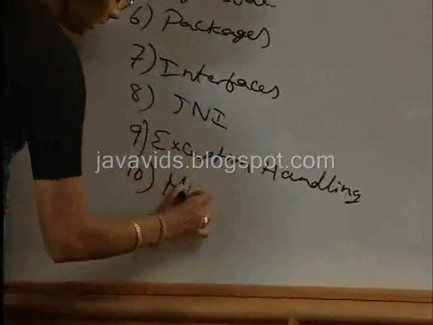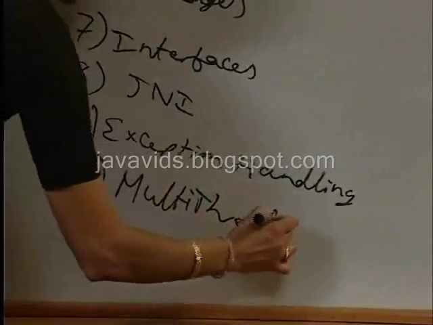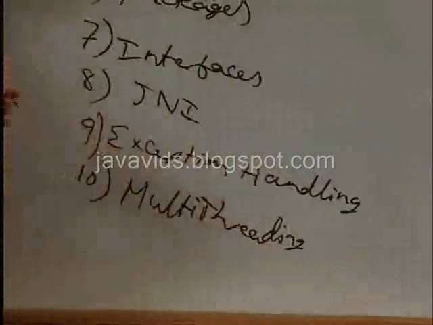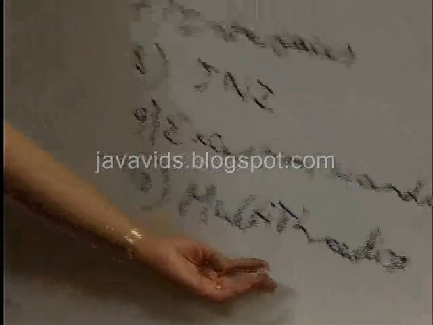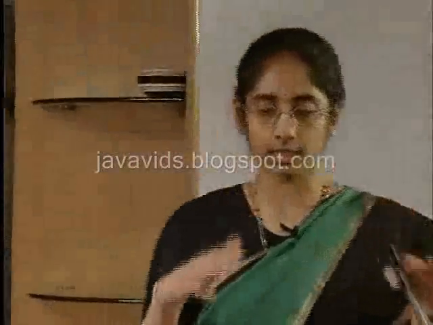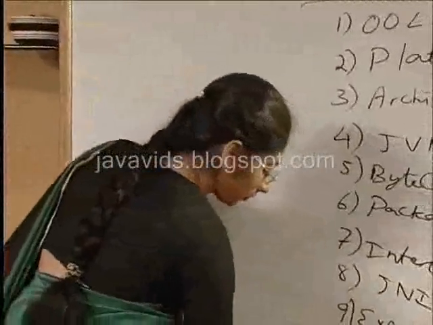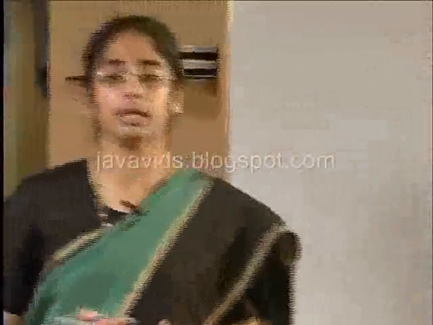Then we have multithreading. Multithreading is another feature which lets you make use of your CPU time in a better way. It lets you execute in parallel two paths of execution which are functionally independent of each other.